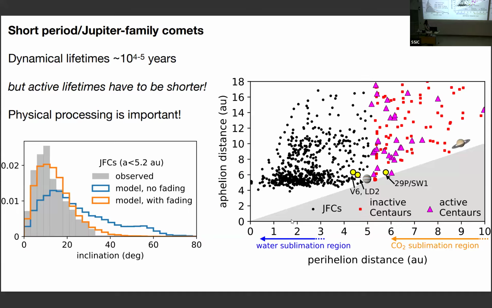Kind of the interesting thing here, we know their dynamical lifetimes are longer than their physical outgassing lifetimes. That's the big thing with the JFCs from the dynamics standpoint. If they stayed visible for their entire 10 to the 4, 10 to the 5 year dynamical lifetimes, the inclination distribution would be wrong compared to the observations because they last long enough to constantly get pumped up. So we know they have to turn off at some point. And again, that's part of the physical processing.